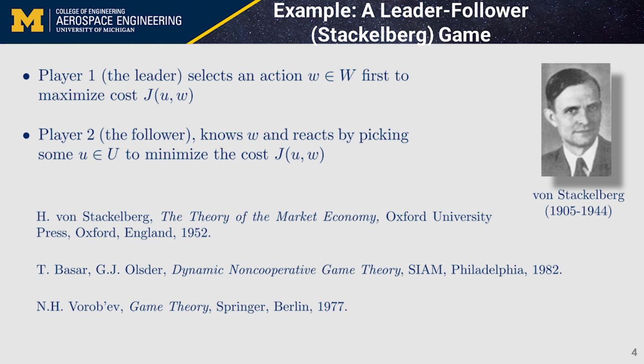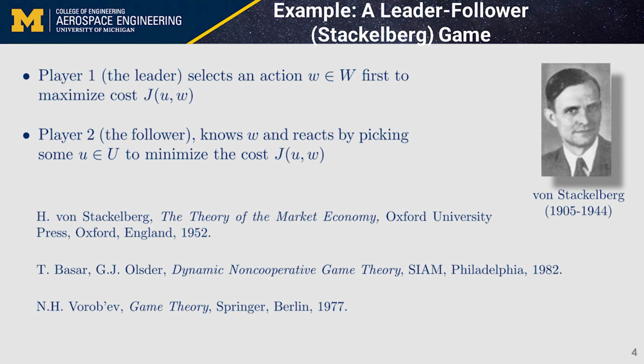Let me jump to an example just to illustrate what's involved in a fairly simple leader-follower Stackelberg game. We have two players, so we typically have multiple agents that interact, and in the simplest kind, we have two players. One of them is the leader, and the leader selects an action, denoted by W. The leader would like to maximize a cost function of some kind, denoted by capital J.